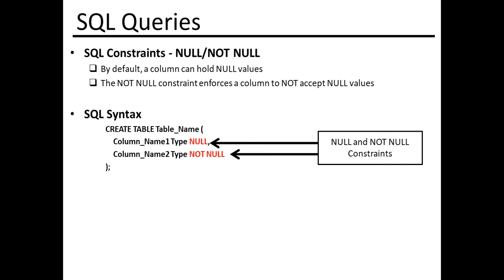Here we can see the create table statement and the table name. Inside the create table statement we have some columns. Here column 1 and its type, and then null constraint, and the second column, column name 2, then type, then not null constraint. Here null and not null, which are colored red, denote the null and not null constraints respectively. So let's take a look in the SQL Server query window.